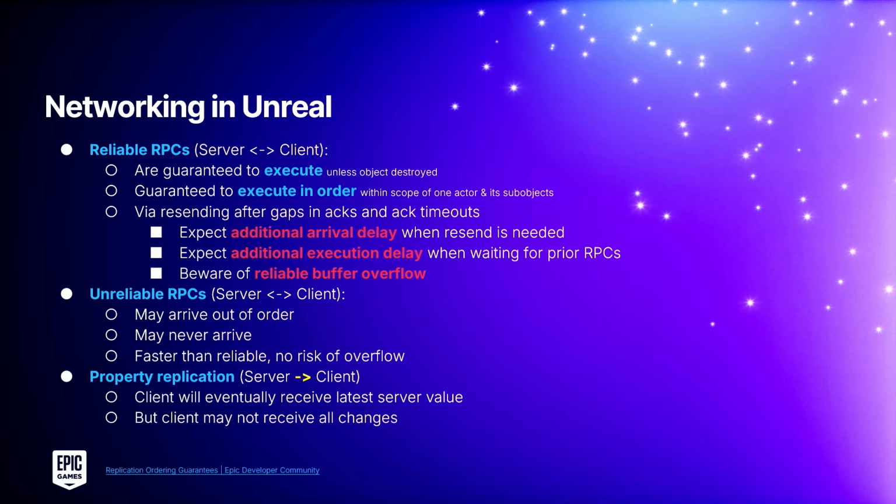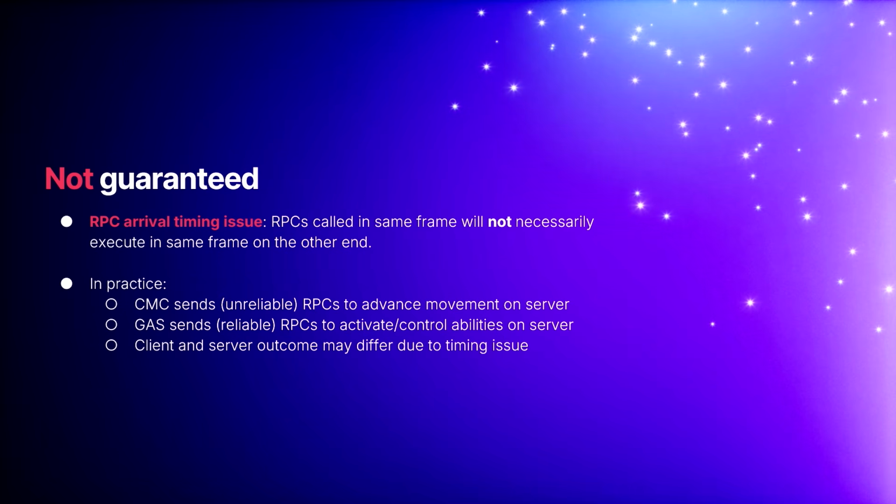On the other hand, unreliable RPCs don't have any of those risks, but also none of those guarantees. Now, property replication is another way to communicate, only from server to client, but we'll be focusing on RPCs. Something that's not guaranteed, even for reliable RPCs, is that when you send 2 or more RPCs in the same frame, then they won't necessarily arrive or execute in the same frame on the other end.